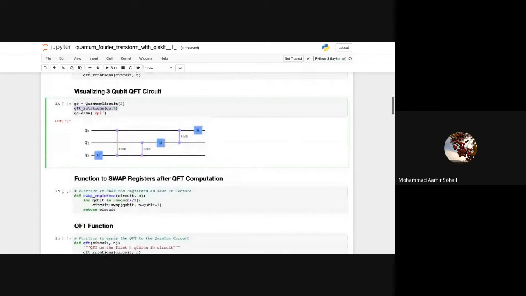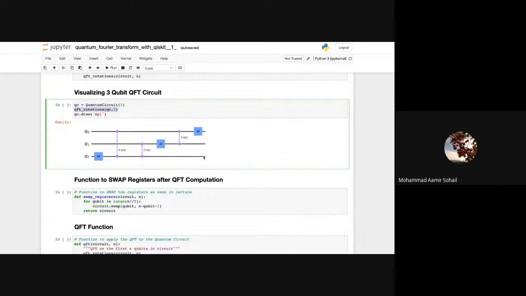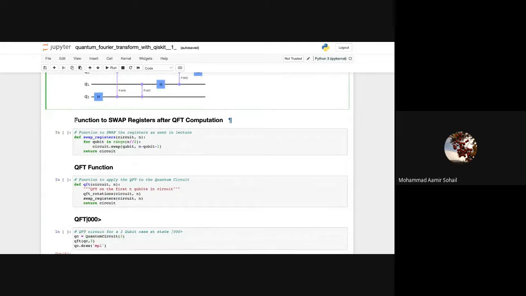But here, as we saw, the bits have to be reversed, because the quantum Fourier circuit gives the output in the reverse order. So in this cell, we are creating a swap operation that swaps the registers. It's like swapping the first qubit with the last one. So if you are on the second qubit from the top, then you swap it with the second from the last. This is what the circuit swap is doing. And we are doing it for only half, so that's why we have n by 2. Once we reach half of the circuit, the whole circuit is already swapped.